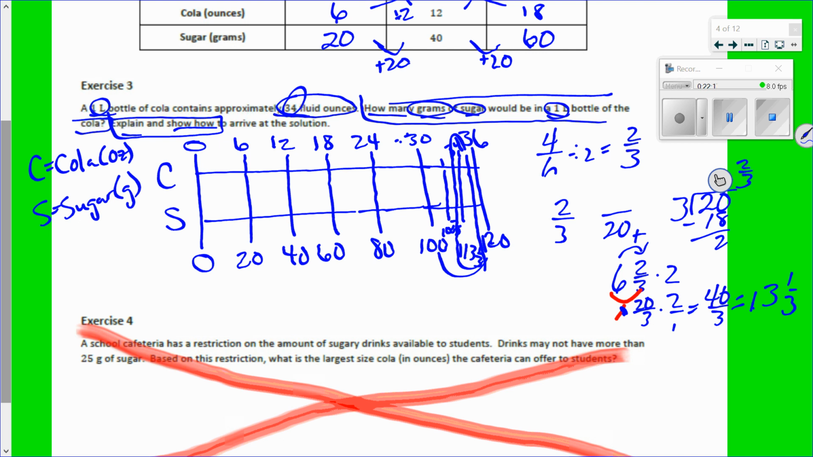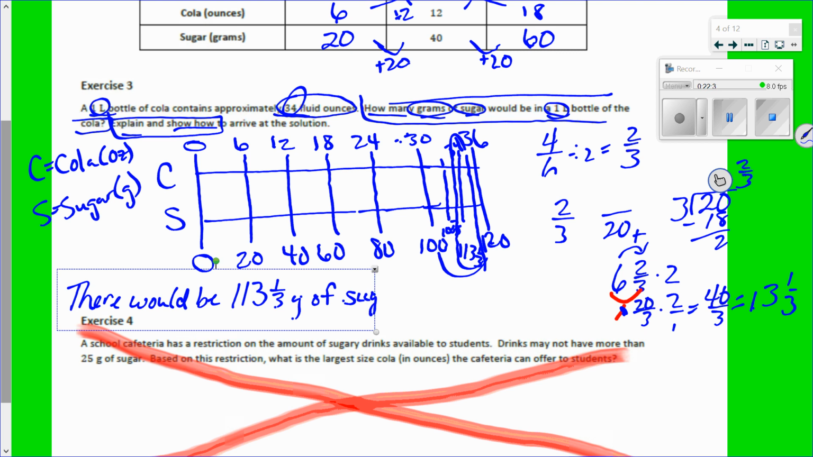Okay, so now we just put this into a full sentence answer. There would be 113 1/3 grams of sugar in 1 liter of cola. It is a lot, but that's actually true. If you're not drinking a diet drink, that's pretty accurate.